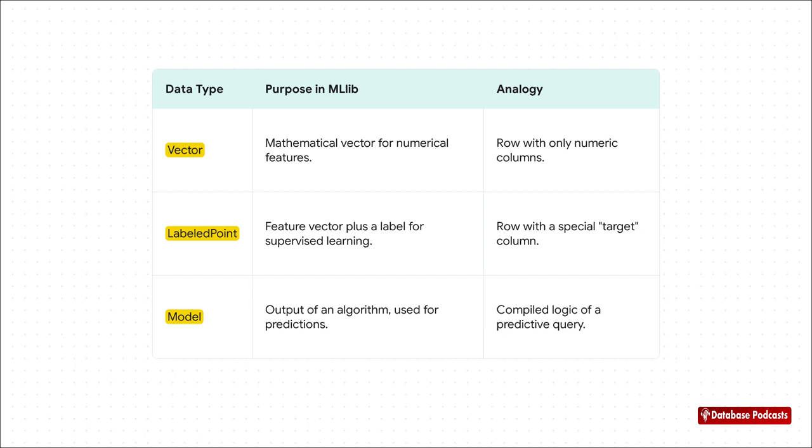Then you have the labeled point. This is just a vector that's paired with a label, the thing you're trying to predict. So think of that as a row that has that special target column. And finally, you have the model. This is the thing you get after you train an algorithm. It's basically the compiled logic, like a super complex predictive query that's all ready to be used on new data.